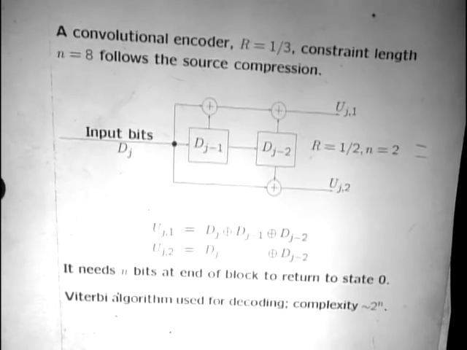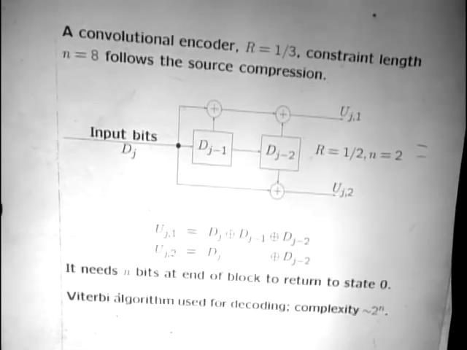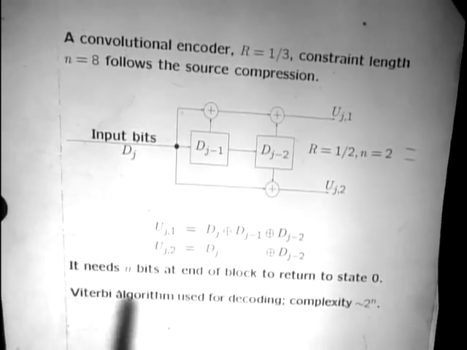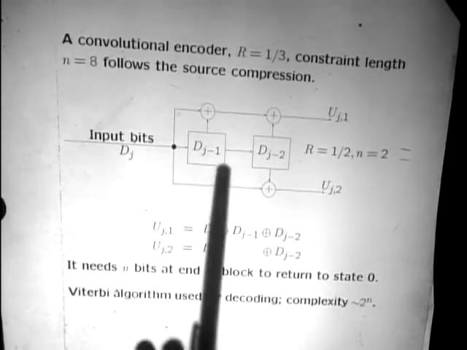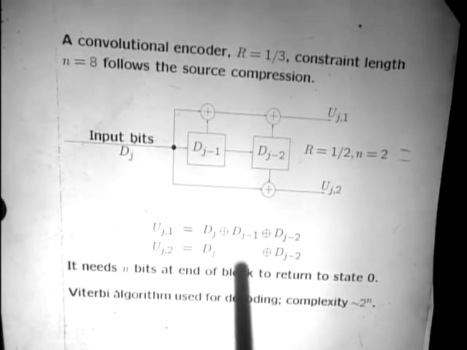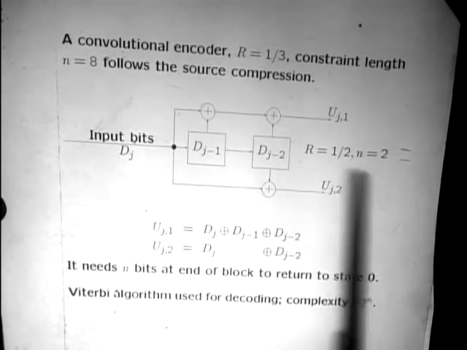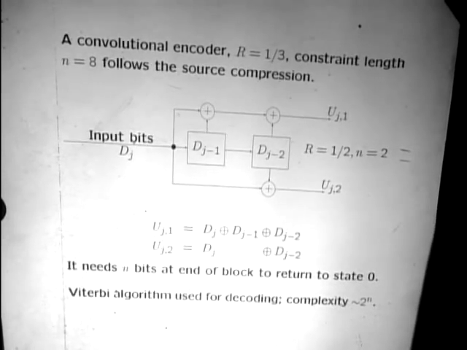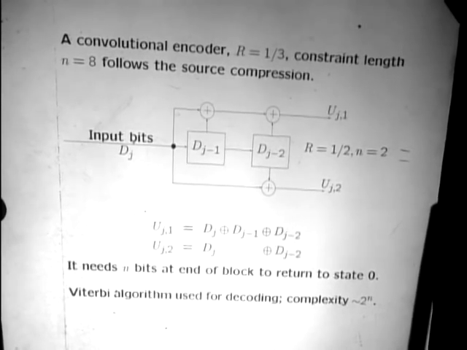If you think about it a little bit, as you increase the constraint length, the number of possible states that you have is going up very, very rapidly. Okay? So if you have a constraint length of 8, which means 8 binary digits stored there, you have 2 to the 8th different states, which is 256 states.